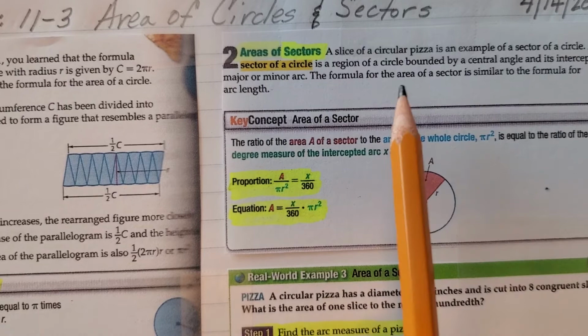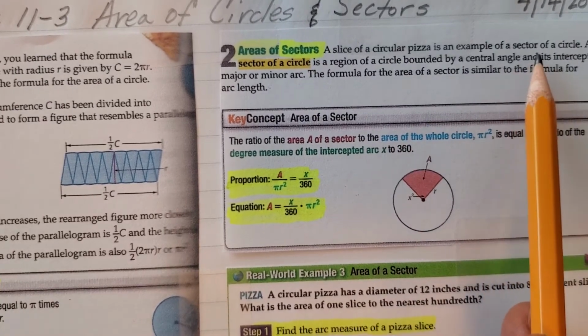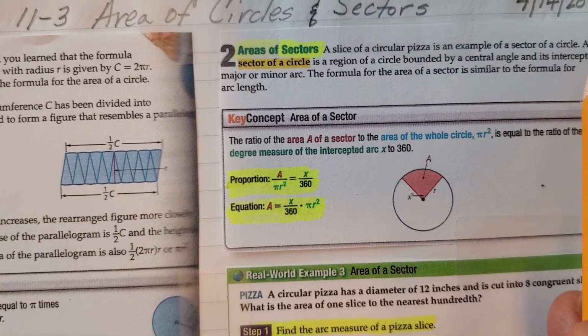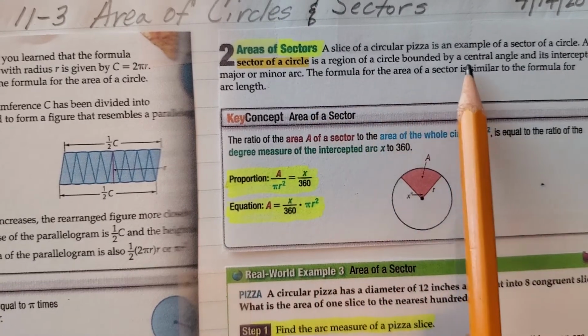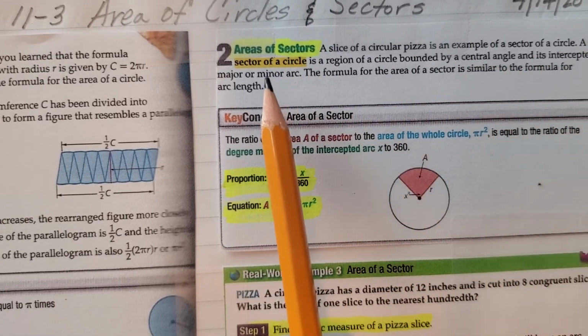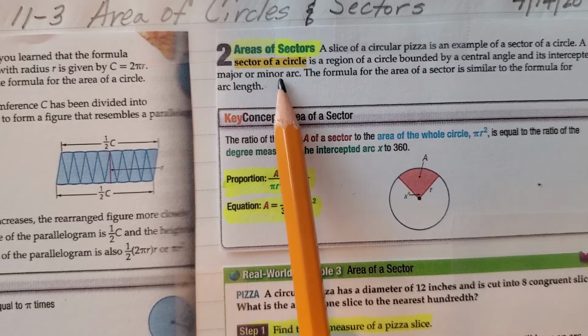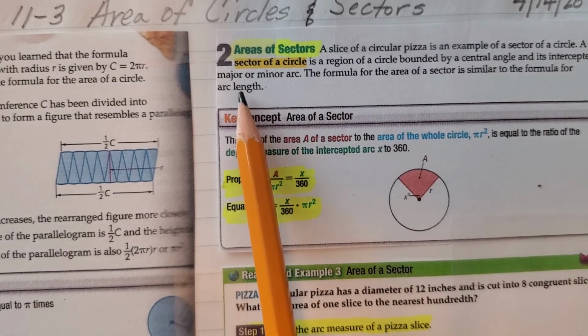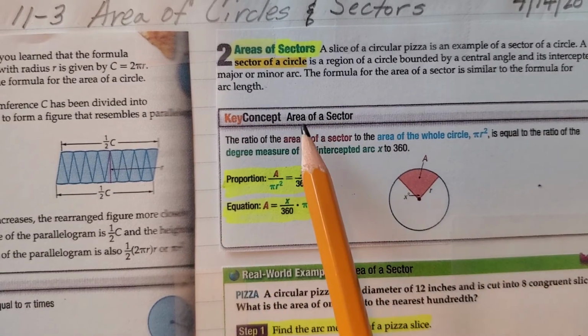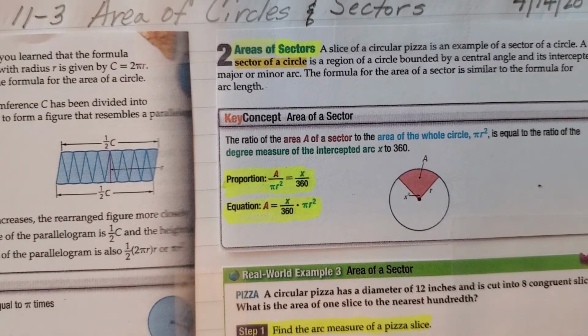Okay, a slice of a circular pizza is an example of an area of a sector of a circle. A sector of a circle is a region of the circle bounded by the central angle and its intercepted major or minor arc. The formula for the area of a sector is similar to the formula for the arc length. So here's the area of a sector.